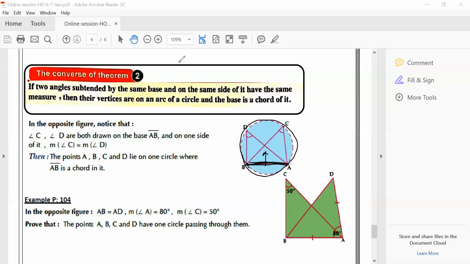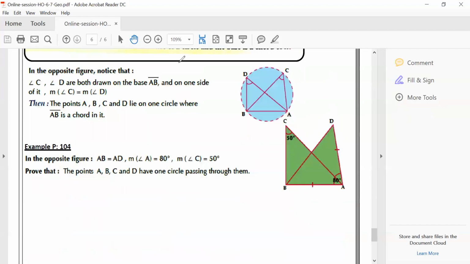Let's see the last example. If I have AB equal AD, two sides are equal, then of course this is an isosceles triangle, so these two angles will be equal. Let's see if we will benefit from it or not. Measure A is 80, measure C is 50. I want to prove that A, B, C, D have one circle passing through them.